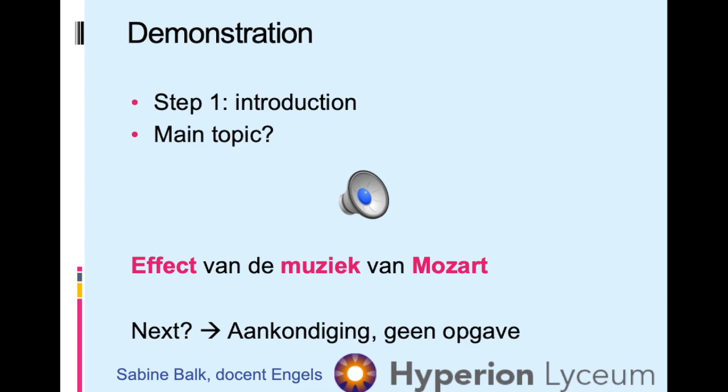There you have it. She gives us so much information. She says the effect of the music of Mozart is the main topic. She also told you there will be an English introduction next. So listen very carefully to that English introduction because it will help you confirm the main topic and get used to the speaker's voices and accents.